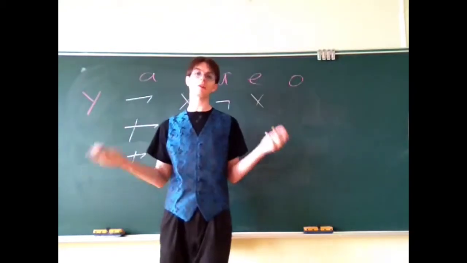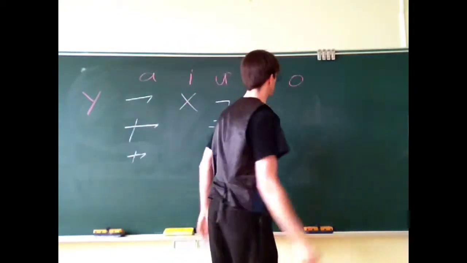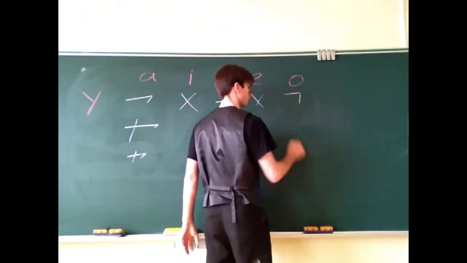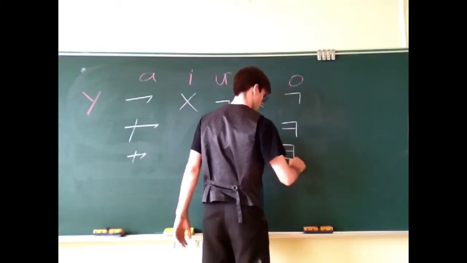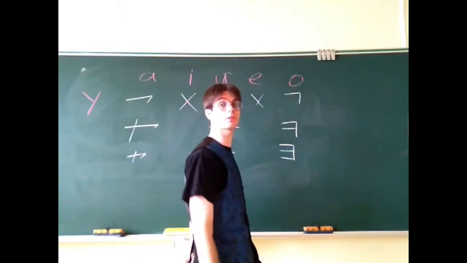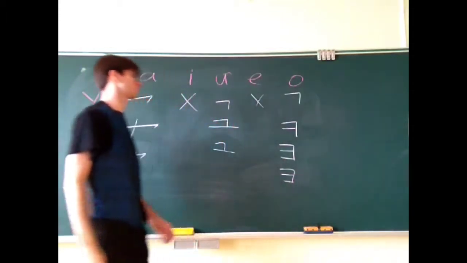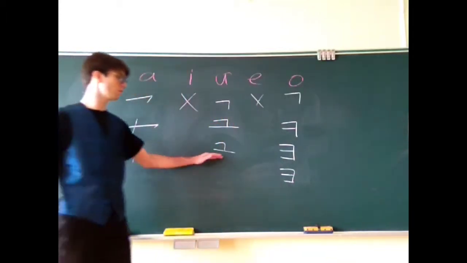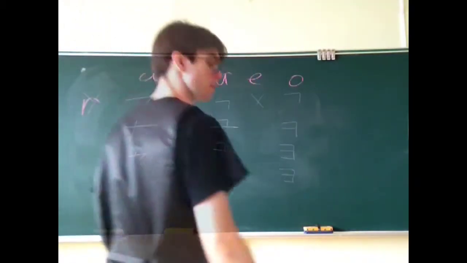And then yo. Yo looks like a capital E or a digital 3. A capital E backwards, I guess. First one, top of the box. Second one, middle line. Third one, bottom line. A backwards capital E or a digital 3. And there's your yo. Ya, yu, yo. Not hard.